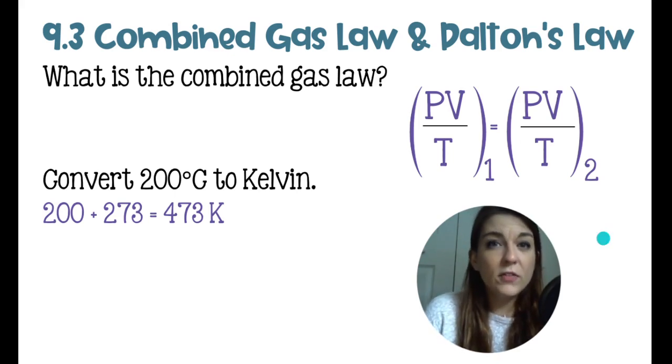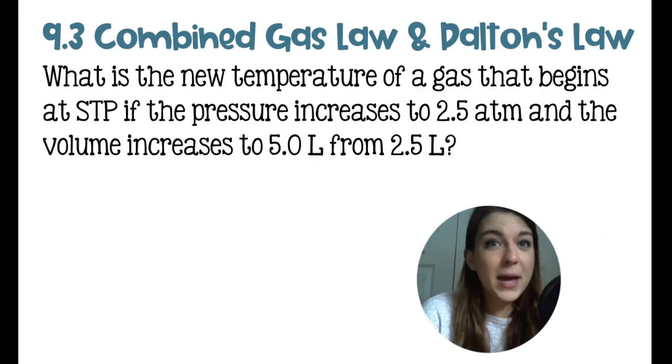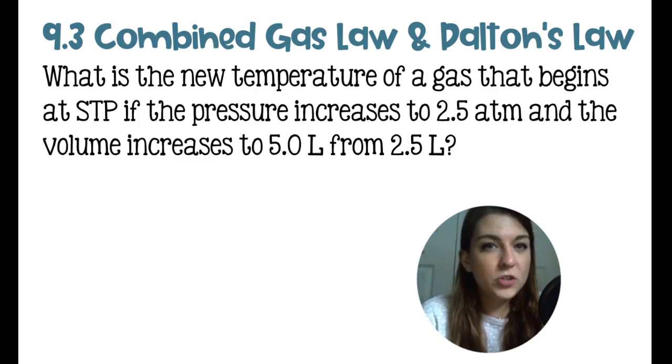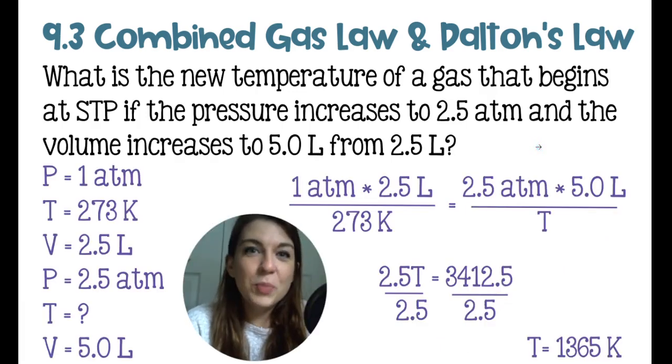To go from Celsius to Kelvin, all you have to do is add 273. So we would wind up with 473 Kelvin for 200 Celsius. Here we have a math problem. What is the temperature of a gas that begins at STP if the pressure increases and the volume also increases? If pressure and volume are both increasing, it only makes sense that temperature will as well.